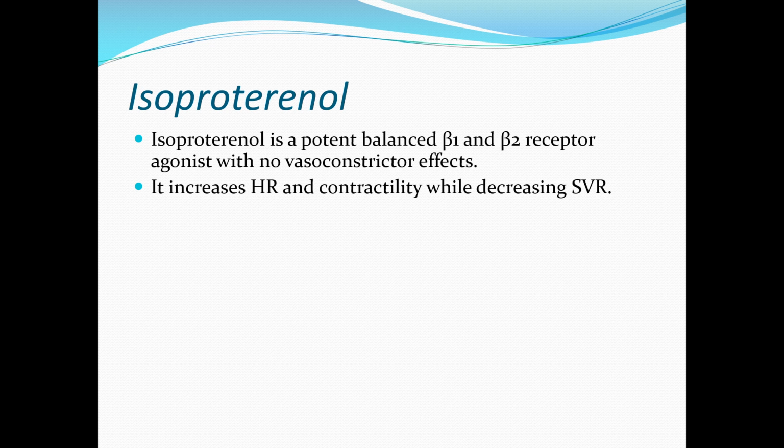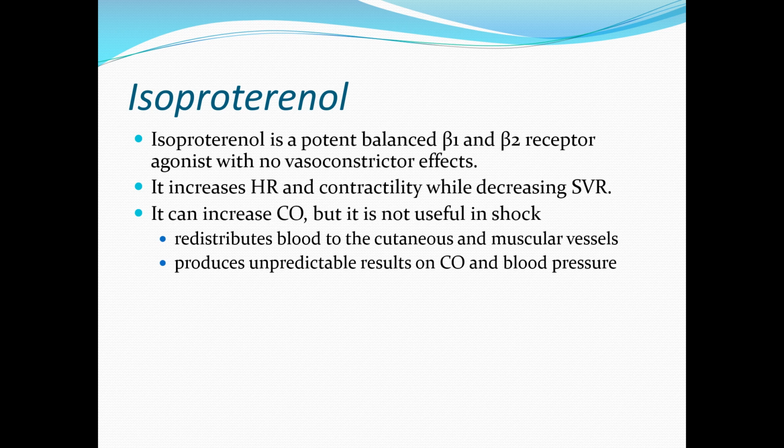It increases heart rate and contractility while decreasing systemic vascular resistance from the beta-2 receptors. It can increase cardiac output, but it's not useful in shock because it redistributes blood to the cutaneous and muscular vessels, so you lose your preload and your afterload as well. Produces unpredictable results on cardiac output and blood pressure because of the beta effects.